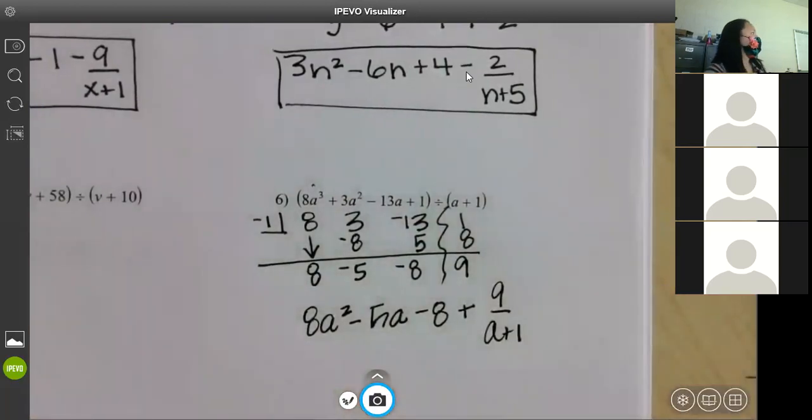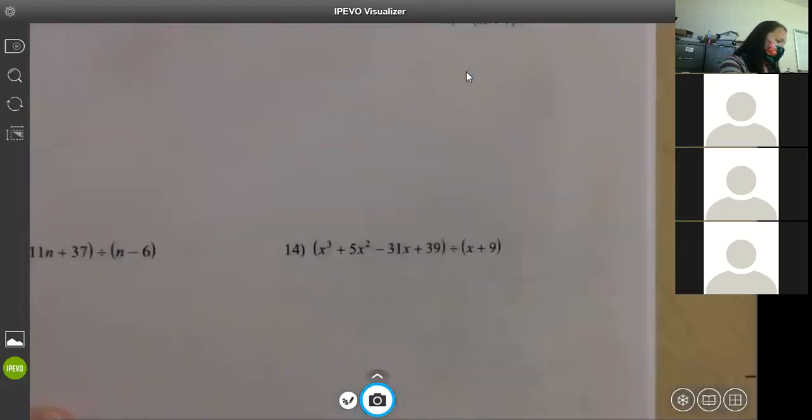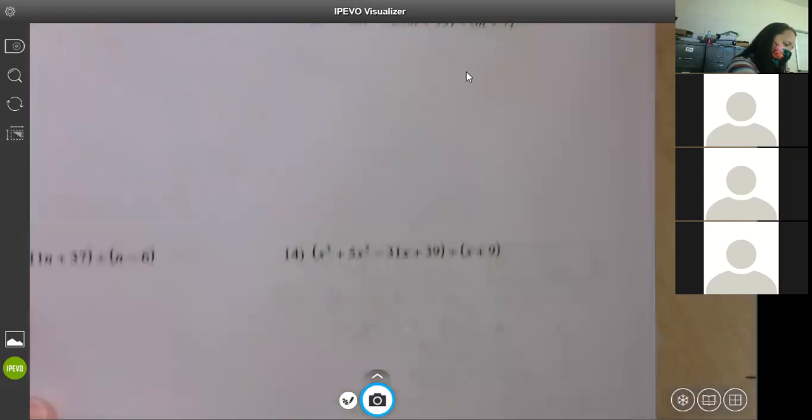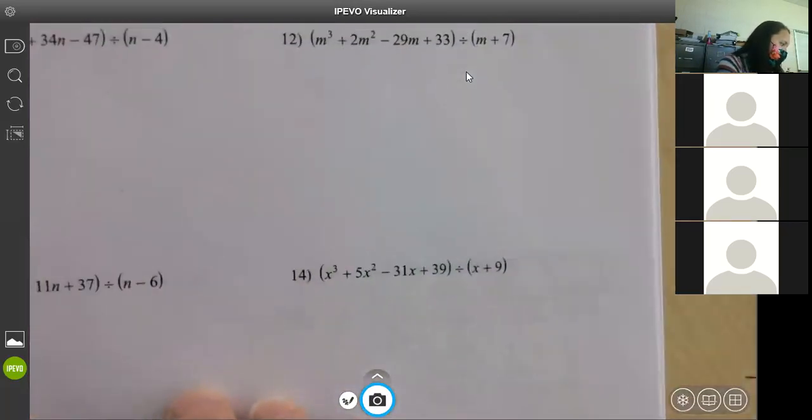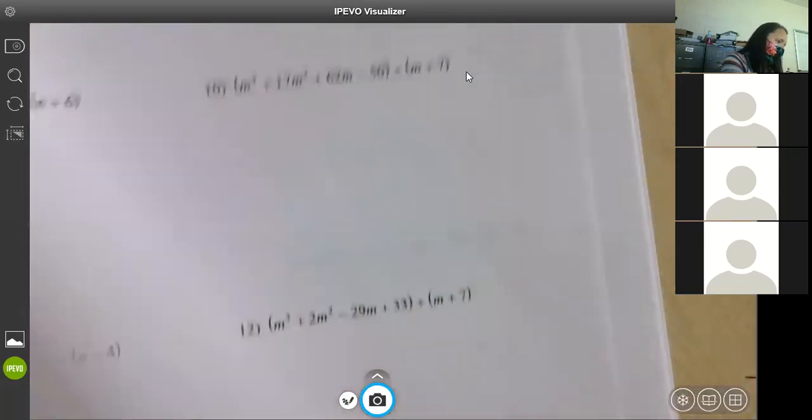That's it, y'all. So I told you long division is not hard. It's just long. So synthetic is super quick and easy. All right, let me see if I can find a little bit tougher. I don't want any on these pages. Let's go to that back page again.